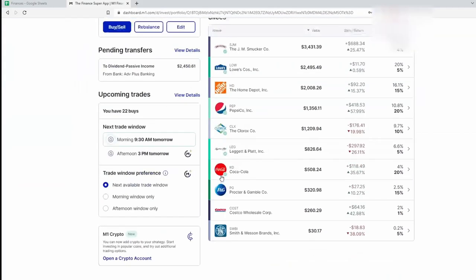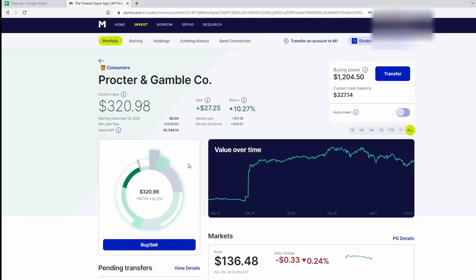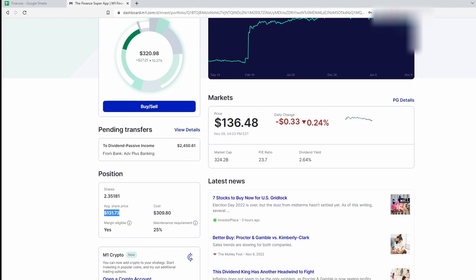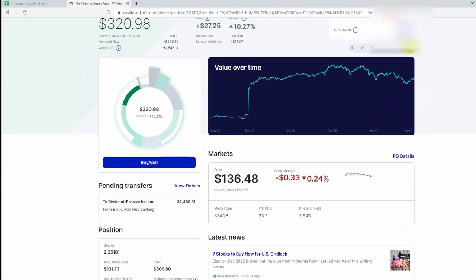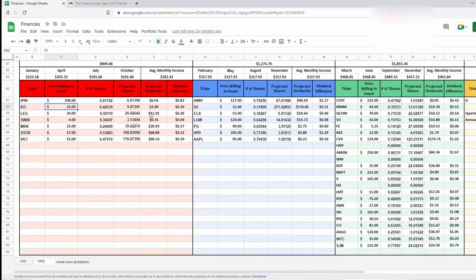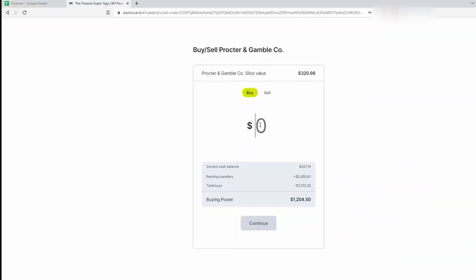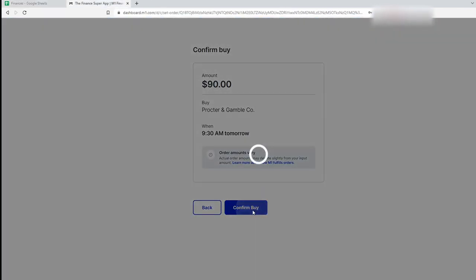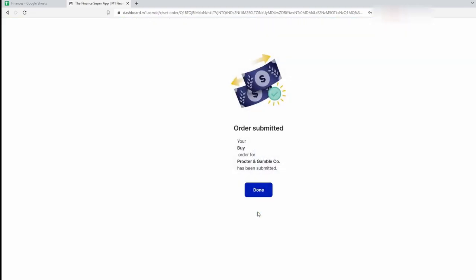Very nice, very nice. Next, we got Procter & Gamble. I paid $131, current share price $136. Right, so it's fairly in line. And let's come over here, let's buy. Okay, and let's do Procter & Gamble, $90. Okay, $90 into Procter & Gamble.